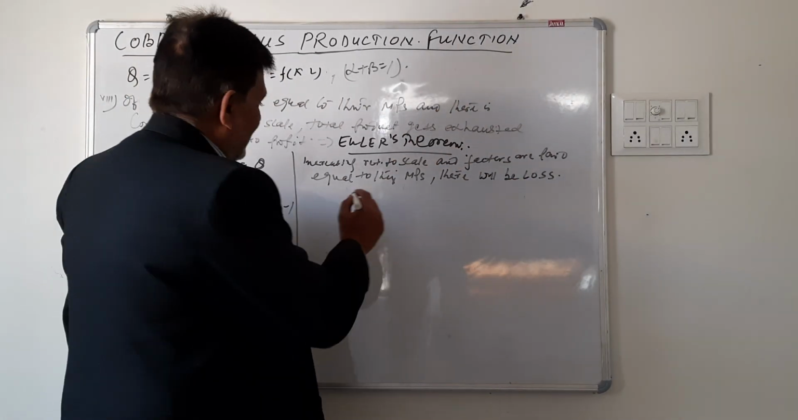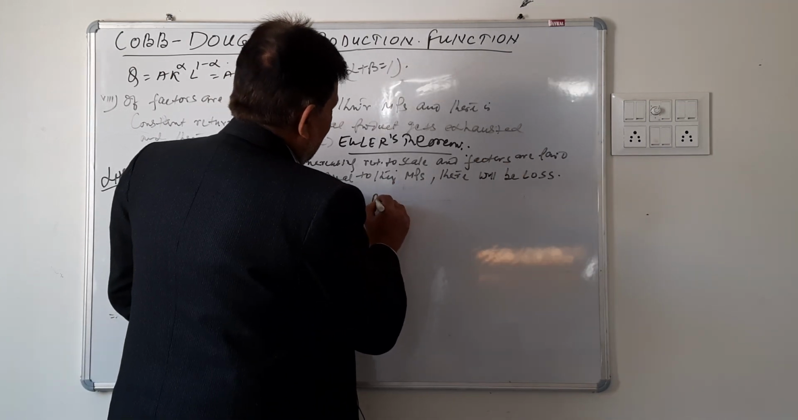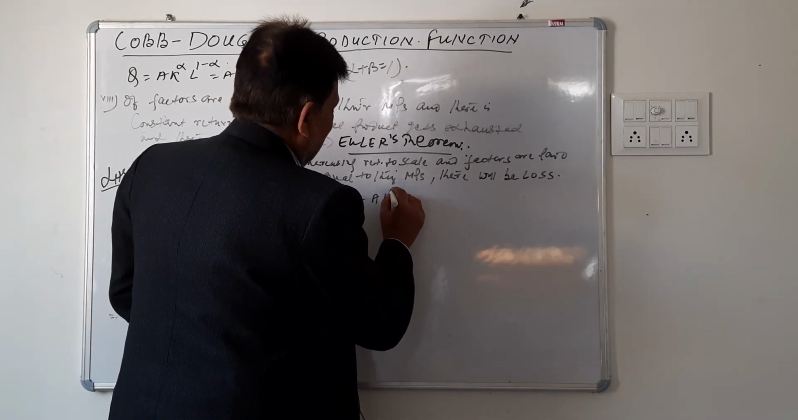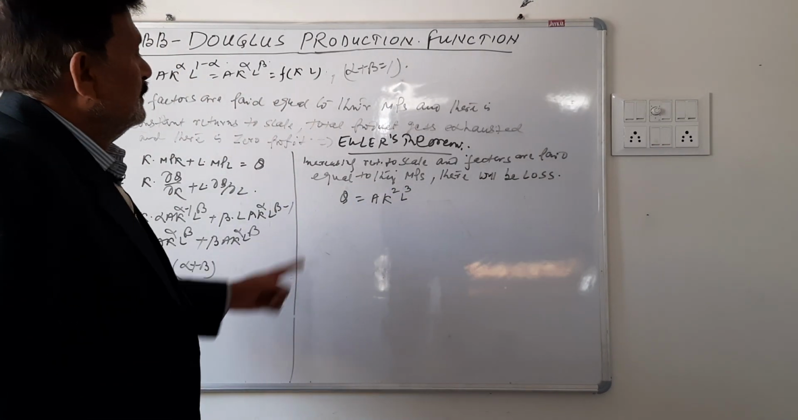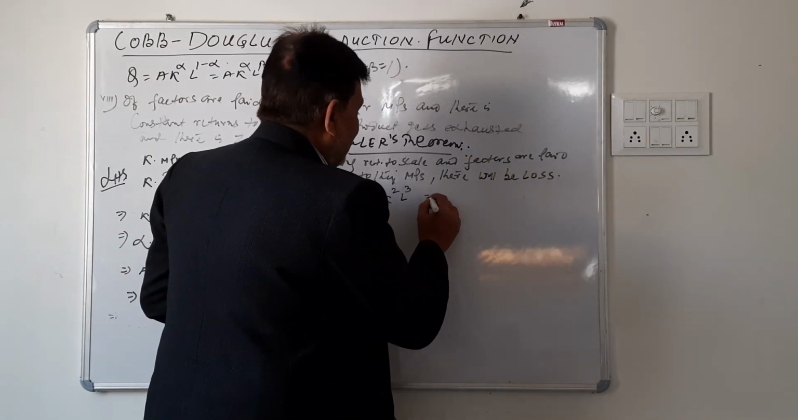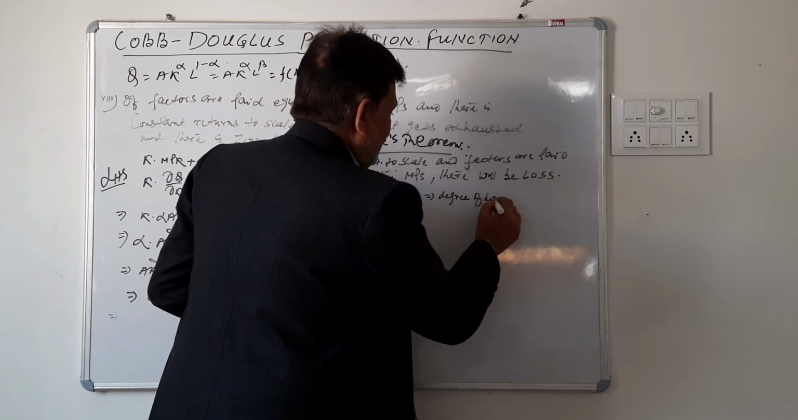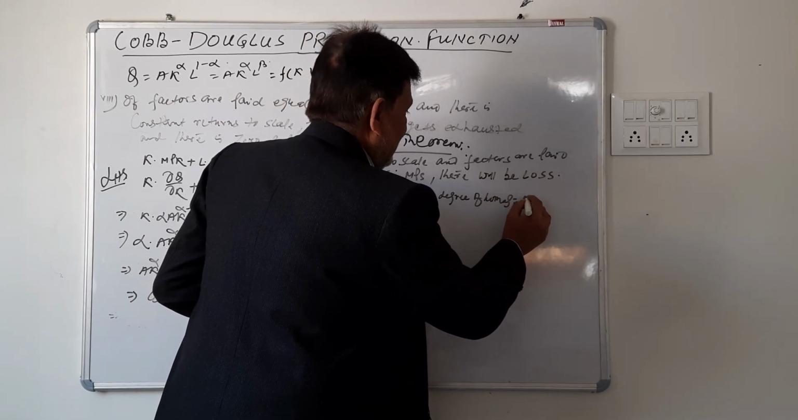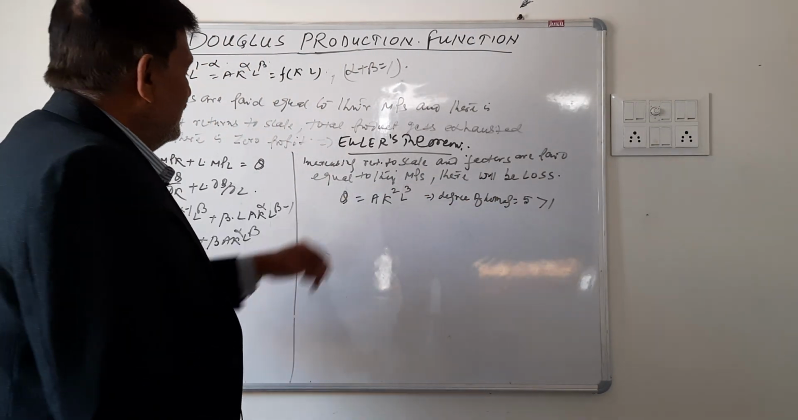Now it could be shown. Let Q is A K square L cube. Now this production function shows increasing returns to scale because the degree of homogeneity is 5, greater than 1. That's why increasing returns to scale.